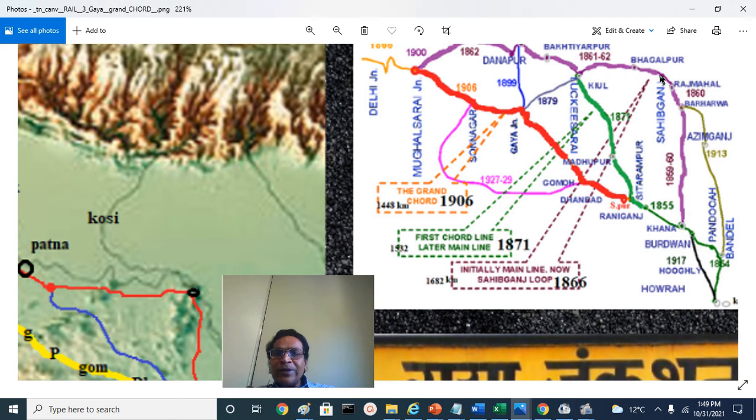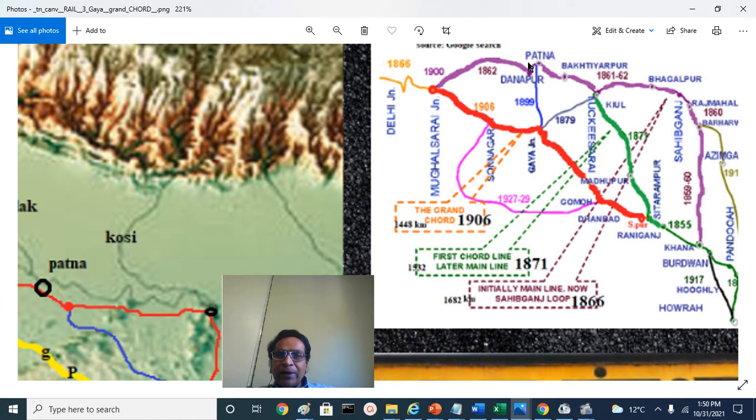Second line, the Kiyul line, was built 5 years later, 1871. That is 1532 kilometers. Kiyul goes to Patna. Sahibganj line, Kiyul line goes via Patna. Because Patna and this area is economically so important, that's the main line.